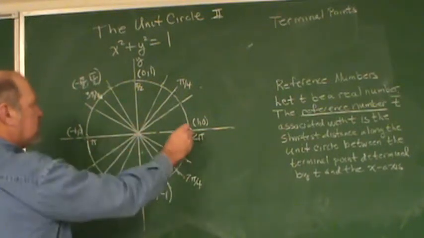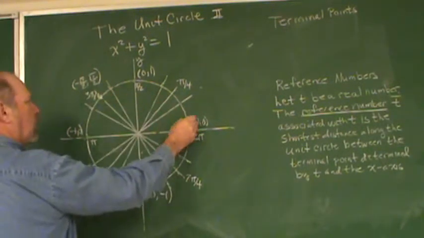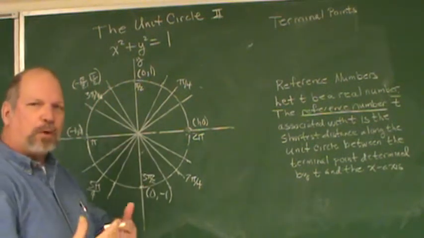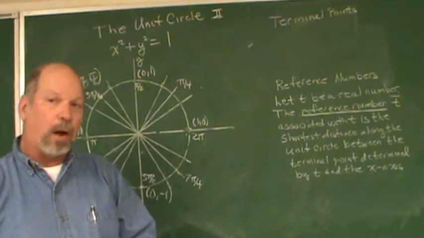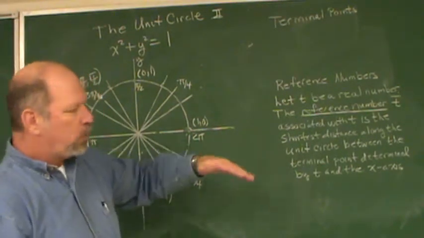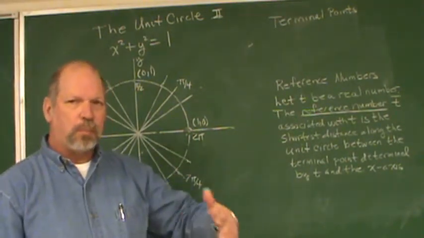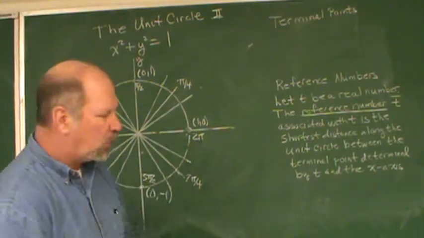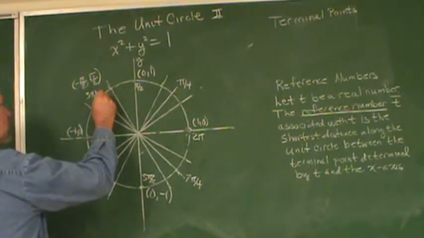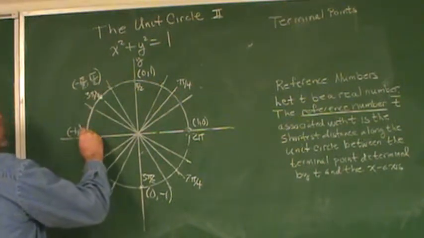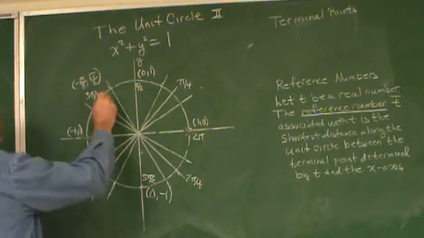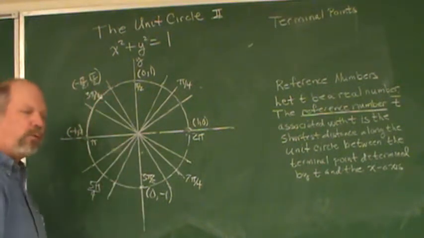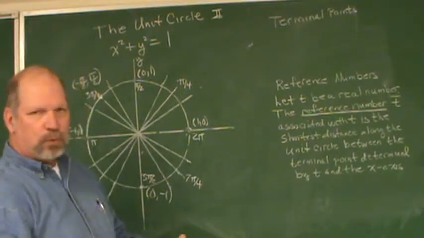Now we can talk about the reference number for this terminal point. We know that the distance from here to here, going on the unit circle, is 3 pi over 4 units. We say it has a reference number of pi over 4 because the reference number is the shortest distance from the x-axis. It could be the positive x-axis or the negative x-axis. Along the unit circle, the shortest distance to this terminal point would be this distance here, and this distance is pi over 4 units. So that's what we mean by a reference number.